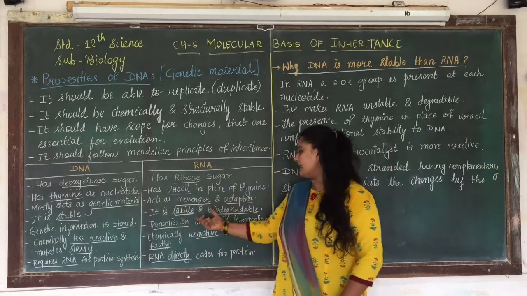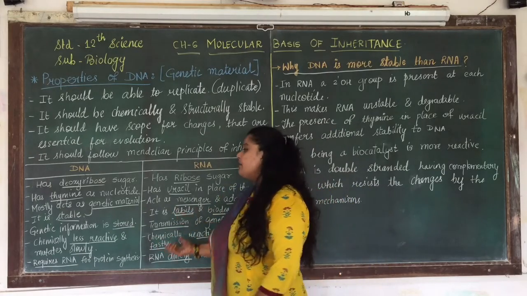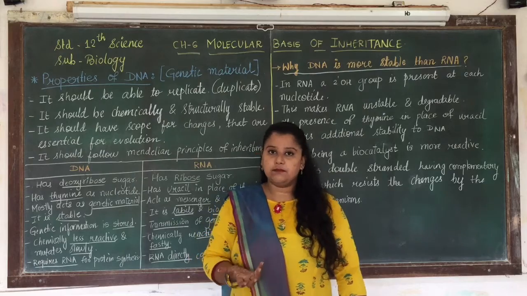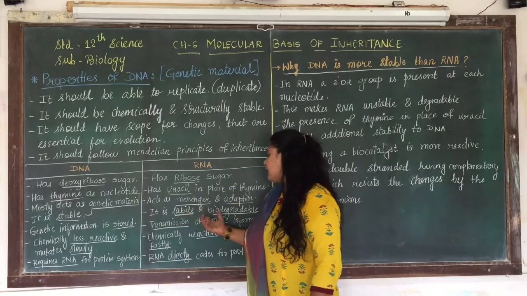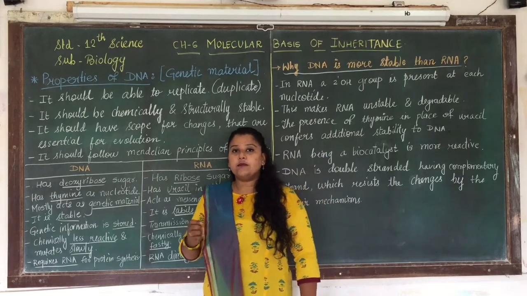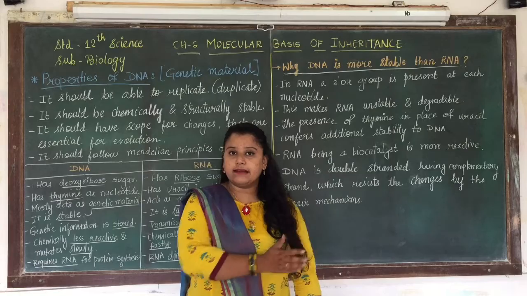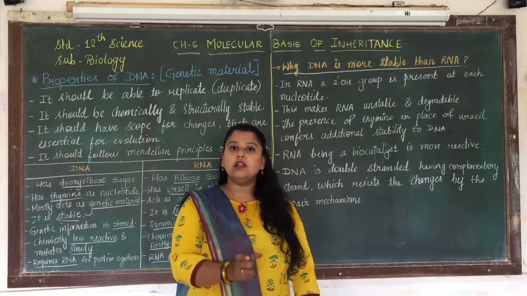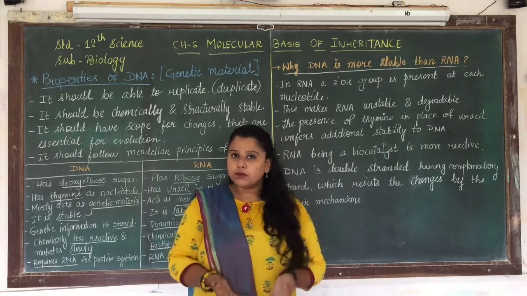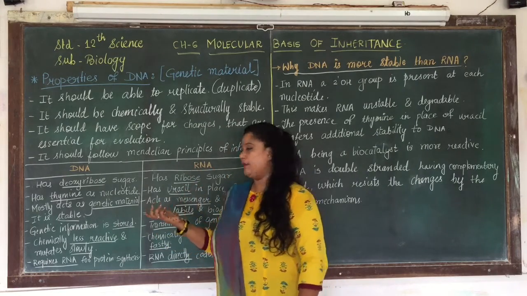The RNA is labile and biodegradable. Labile, that means we can say it is unstable, right? Why is it unstable and biodegradable? Because it contains a 2' OH group at all the nucleotides, right? And for this reason, small things are being produced, right? And for this reason, it is said that it is biodegradable, right?